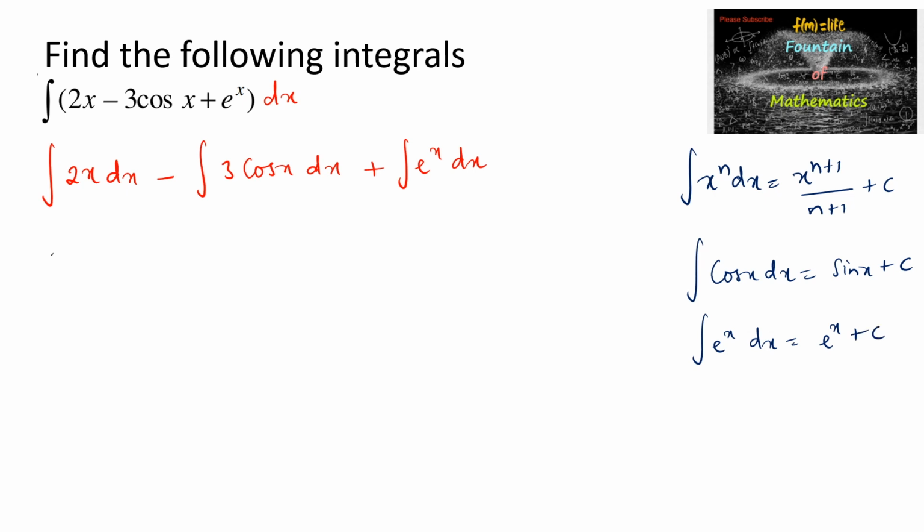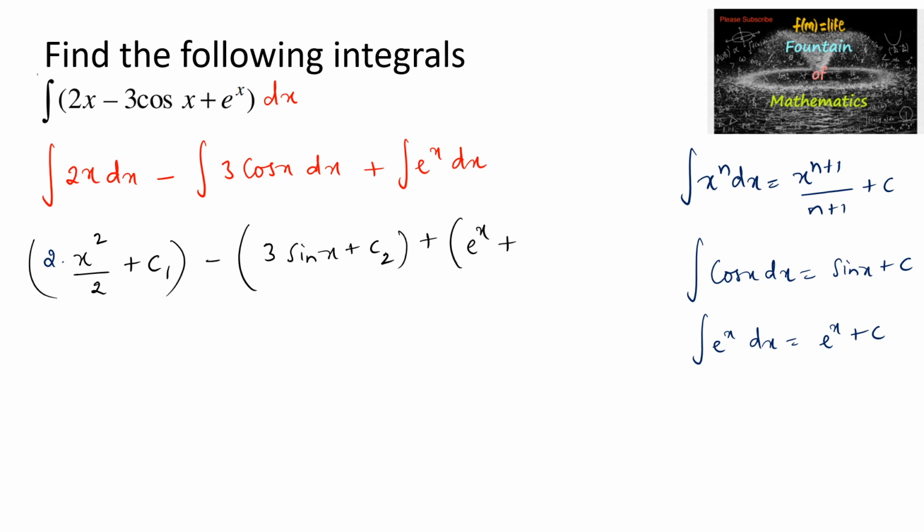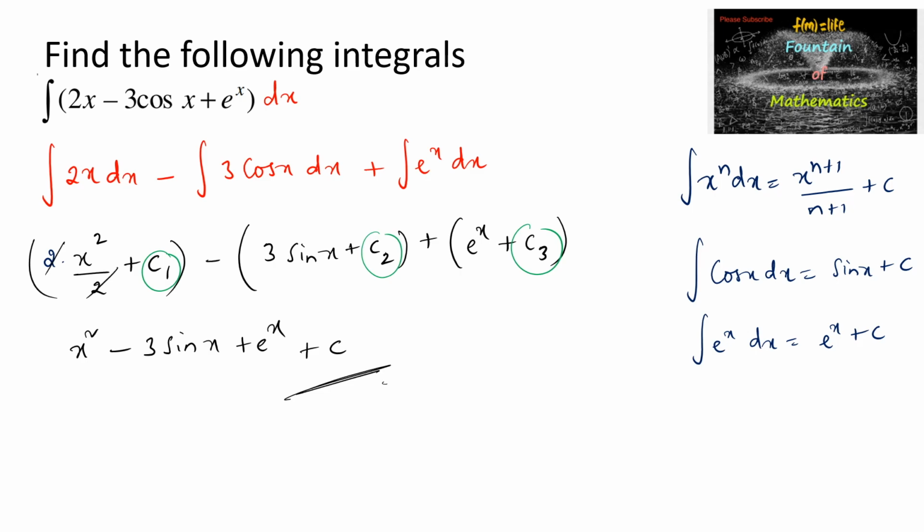So let us simplify here. 2 times x to the power 1 plus 1, that is x squared upon 2, plus an integral constant, say c1, minus 3 times the integral of cos x, which is sin x plus some integral constant c2, plus the integral of e to the power x, which is e to the power x plus an integral constant c3. So here we can write x squared, and minus 3 sin x, and plus e to the power x, and considering c1, c2 and c3 together as one constant, C. So we can say the answer is x squared minus 3 sin x plus e to the power x plus C.